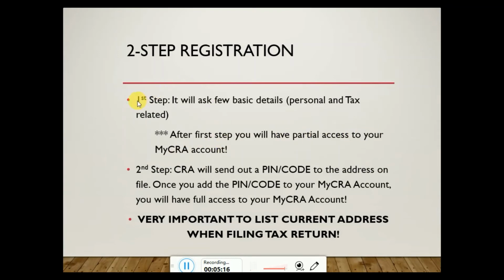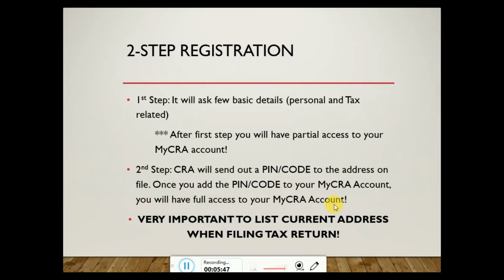So again, the step which I showed you was the first step. It will ask for a few basic details, personal and tax related, and once you go through that, you will have partial access to your CRA account. What happens when you have partial access is that CRA automatically sends out a PIN or code to the address on file. Once you have the PIN, you can add it to your MyCRA account, and then you will have full access to your CRA account.